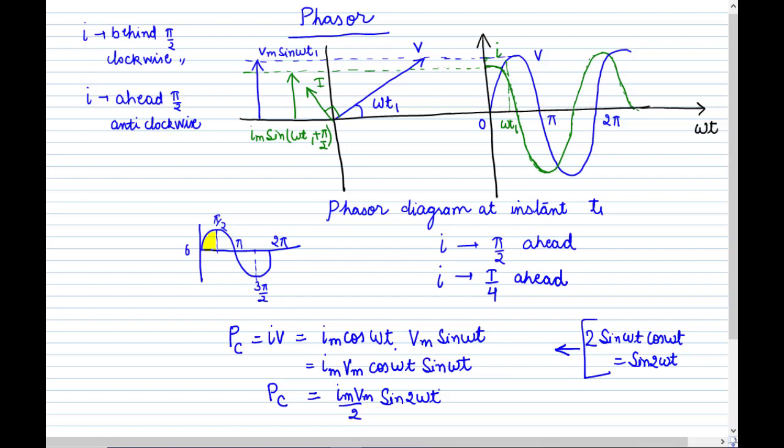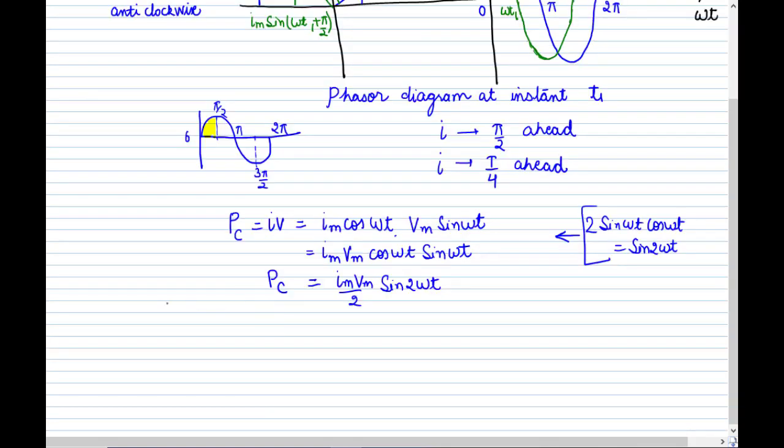Now we can also calculate the average power. To calculate the average power, which may be written like this, we have to take the average of (Im Vm / 2) sin 2 omega t.